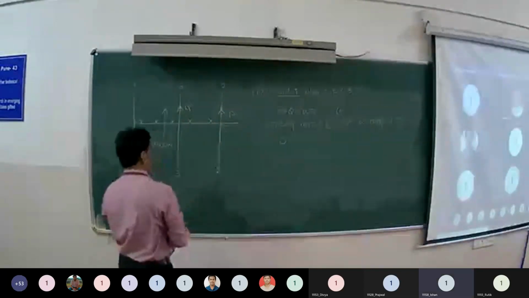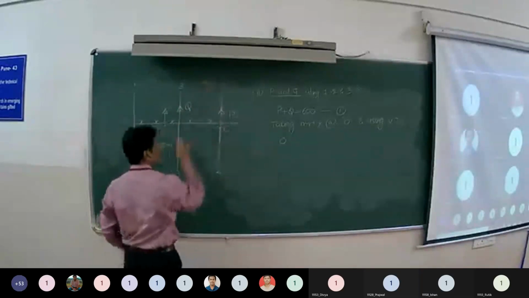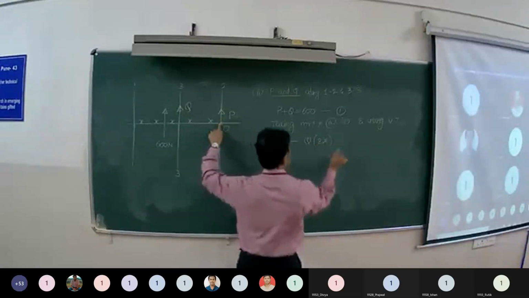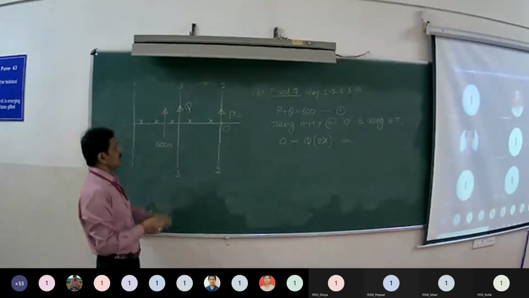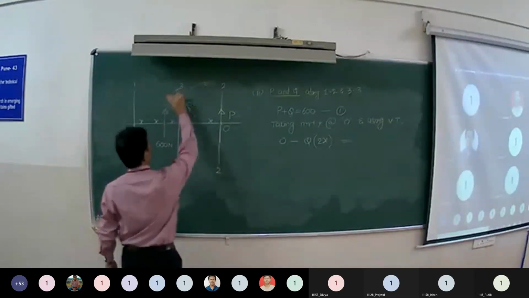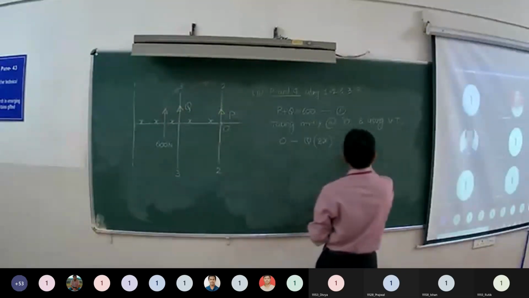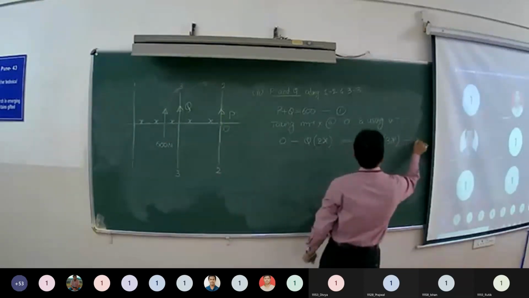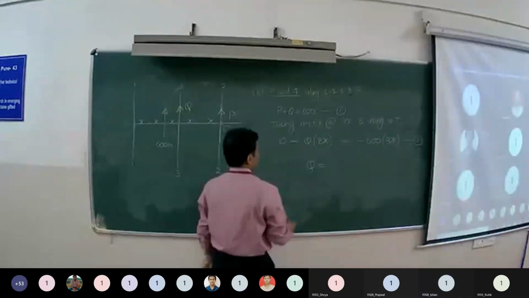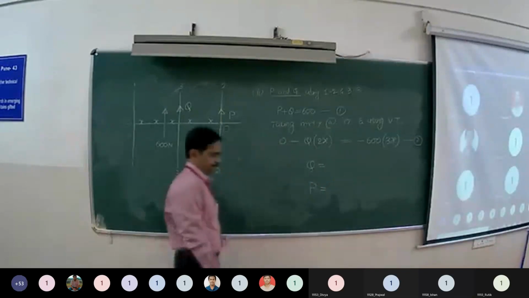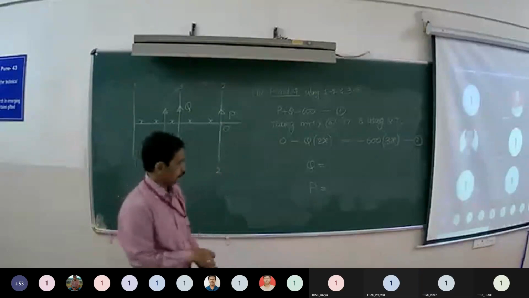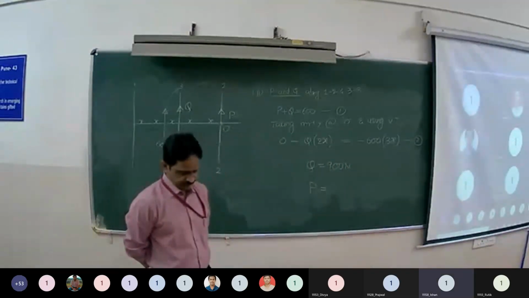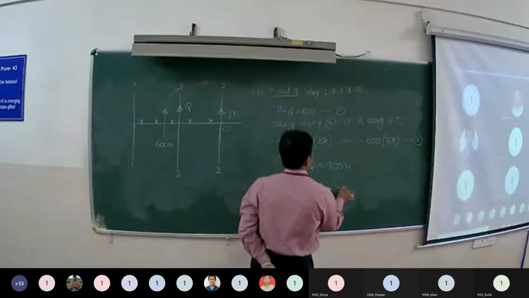Now the moment of Q about point O, what is the sense? It is creating clockwise sense. So it is minus Q into perpendicular distance 2x. This is equal to the moment of 600 Newton about point O. Again, 600 is creating clockwise sense about point O. So it is minus 600 into what is the perpendicular distance? 3x. So this is equation 2. Solving this, you will get Q, and from equation 1, P. So getting Q is equal to 900, and P is equal to minus 300.